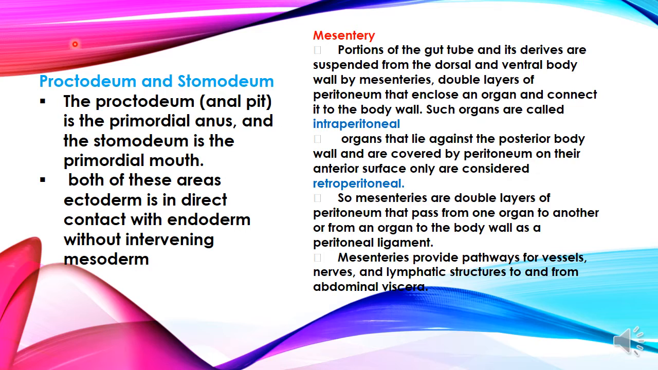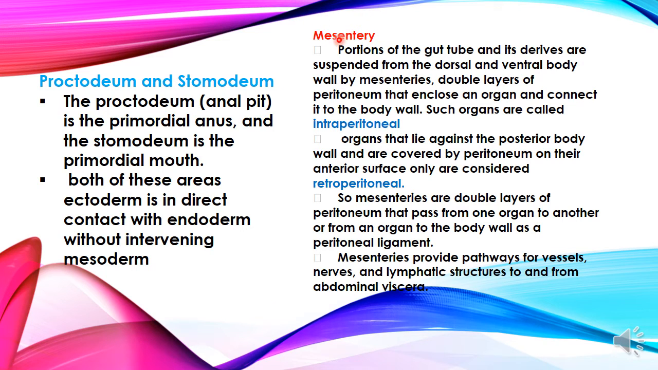Before we start talking about the development of the hindgut, you have to differentiate between the two terms, the proctodeum and the stomodeum. Proctodeum, or the anal pit, is the primordial anus, whereas the stomodeum is the primordial mouth. Both these areas, ectoderm is in direct contact with the endoderm without intervening mesoderm.